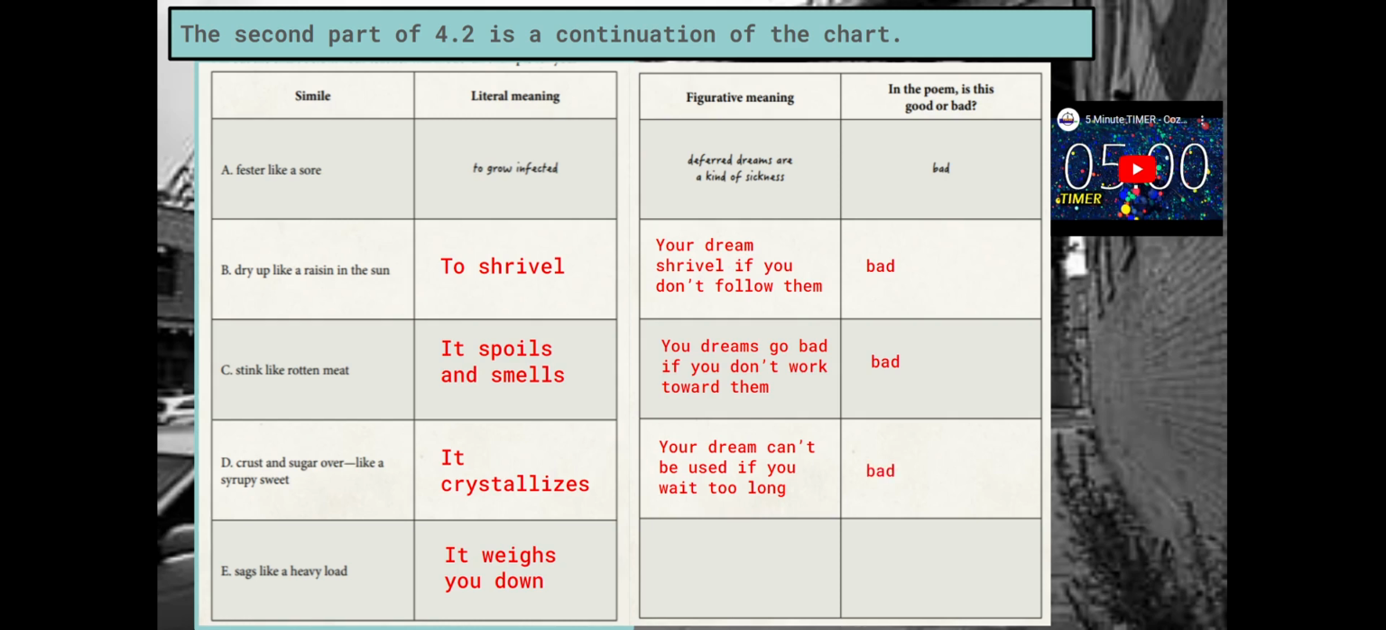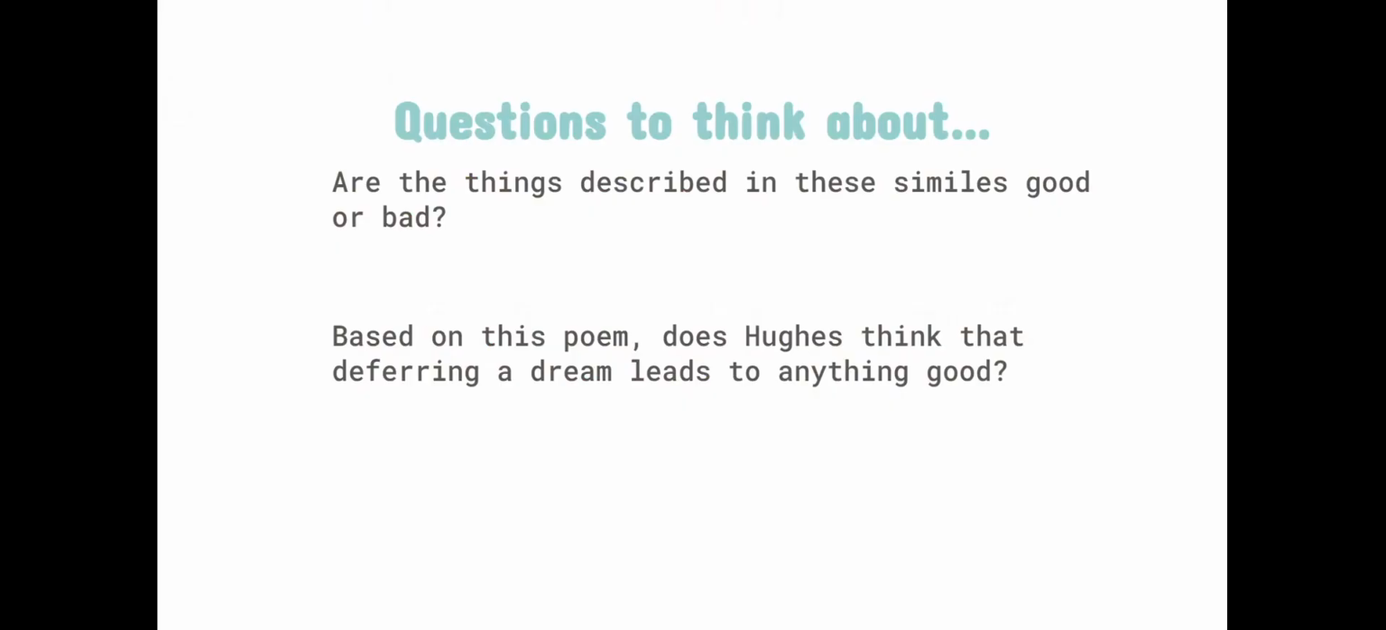"Sags like a heavy load" means weigh you down. Literally, that means that if you defer your dreams, if you put them off, they're going to be a burden. Those are things that you're going to regret. You're going to wish that you had done. So they're always going to kind of linger as something unaccomplished. And this would be another example of something bad.